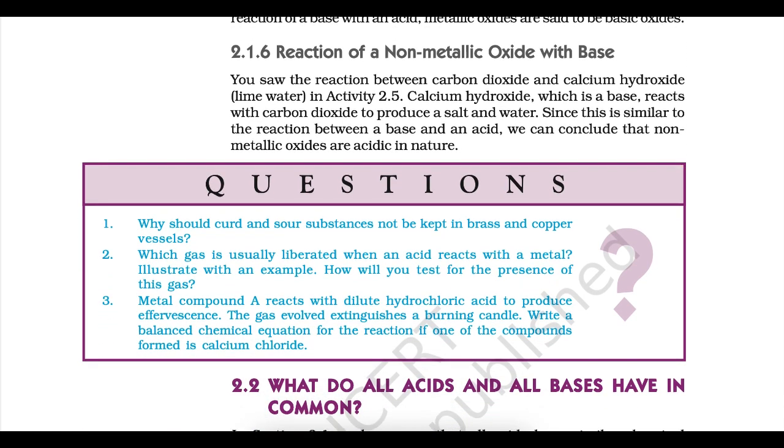Reaction of a non-metallic oxide with base. You saw the reaction between carbon dioxide and calcium hydroxide, which is lime water, in Activity 2.5. Calcium hydroxide, which is a base, reacts with carbon dioxide to produce a salt and water. Since this is similar to the reaction between a base and an acid, we can conclude that non-metallic oxides are acidic in nature.